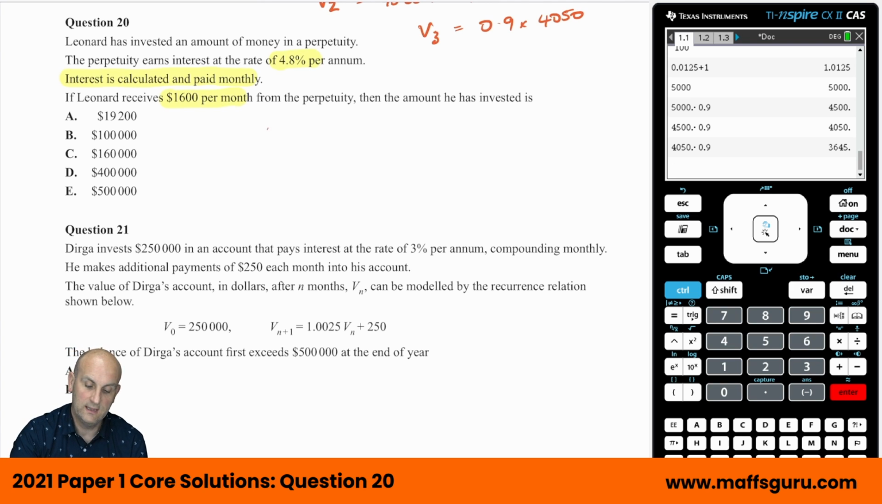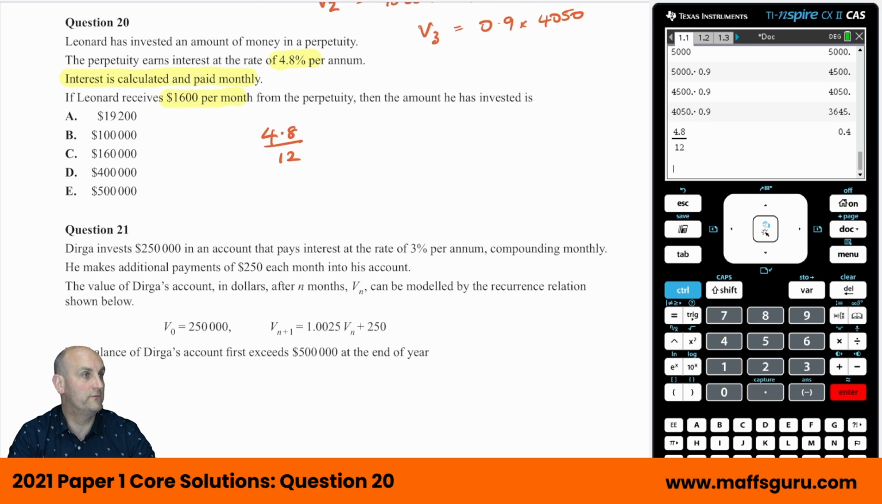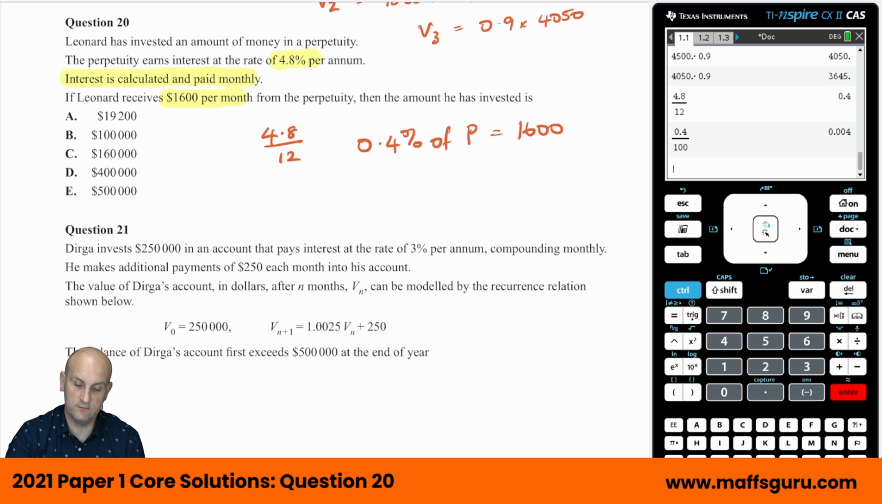So first thing I'm going to do is work out my monthly interest rate. So it's 4.8 divided by 12, which gives me 0.4%. So 0.4% of my investment, let's call it P, my principal, is the interest. That's equal to 1,600. So I know that 0.4 divided by 100 gives me 0.004, times P is 1,600.